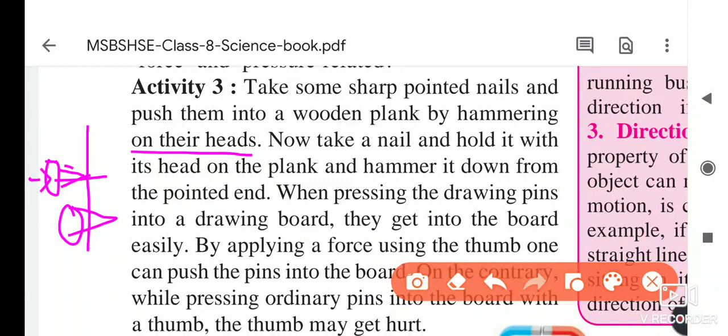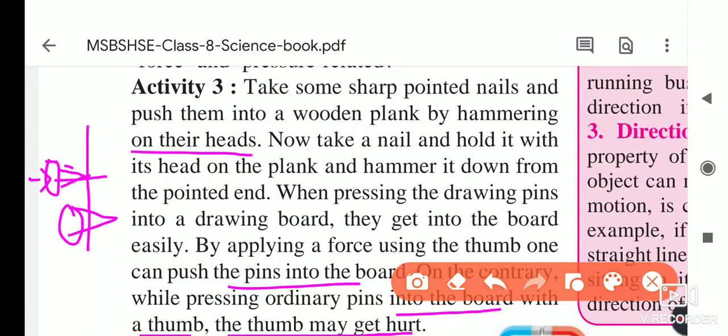When pressing drawing pins into the drawing board, they get into the board easily. By applying force using the thumb, one can push the pins into the board. On the contrary, while pressing ordinary pins into the board with a thumb, our thumb may be hurt.